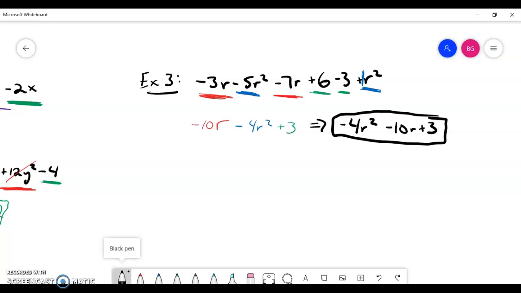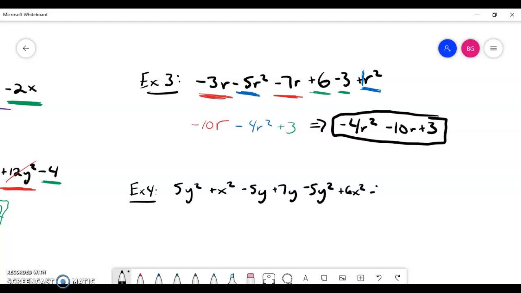All right, so let's do one more here. I got example number 4. Okay, so we're going to do this one more time. I got 5y squared plus x squared minus 5y plus 7y minus 5y squared. Getting a little bit bigger now. Plus 6x squared minus 7. So I want you to pause the video and try this one.